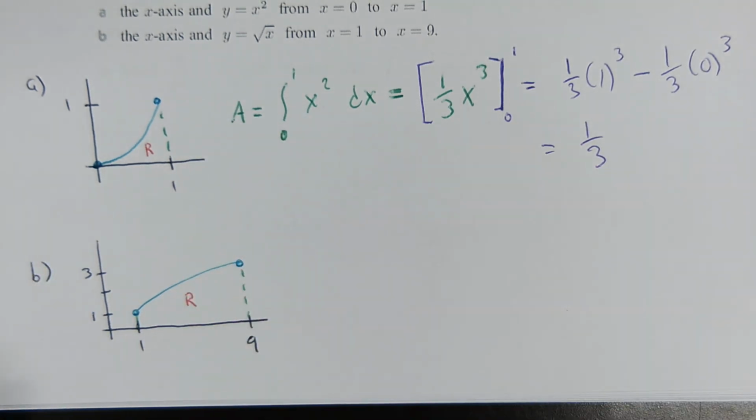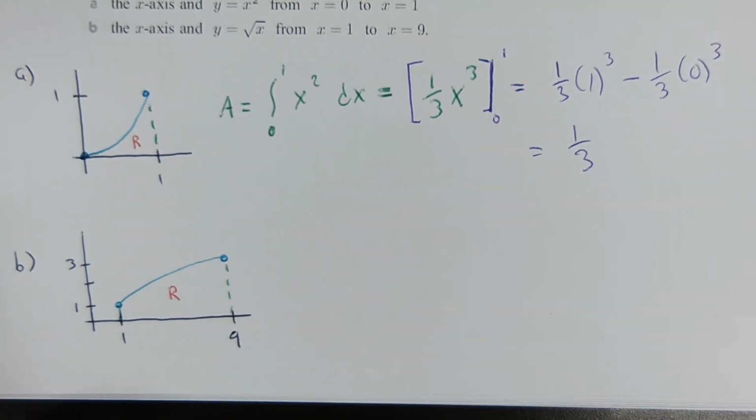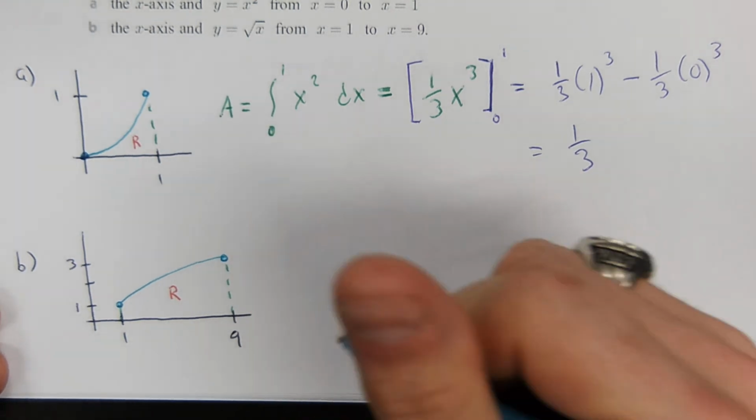I do that because on the IB exam questions, a lot of times they'll label the region R and find the area of region R, basically. Okay, we're going to find the area of this structure here. And we'll do that by integrating.